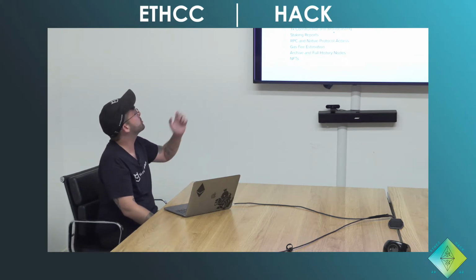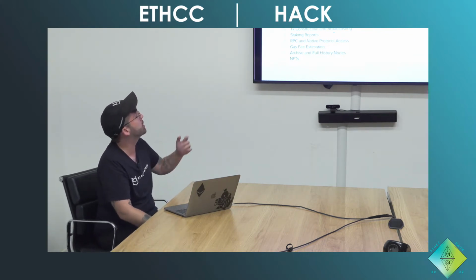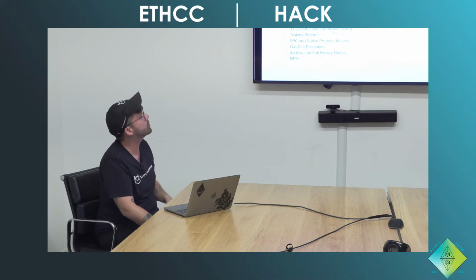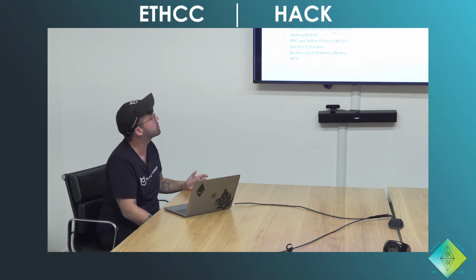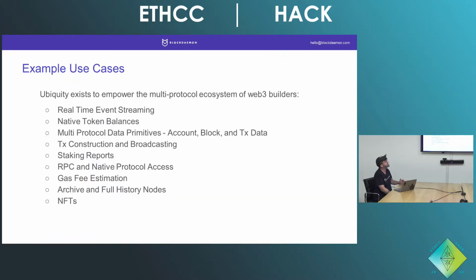So let's talk about some use cases. We have real-time event streaming. We have native token balances, multi-protocol data primitives, accounts, blocks, TX data, TX construction, broadcasting, staking reports, RPC and native protocol access, gas fee estimations, which is, I think, a hot topic right now, everyone, especially when networks can get pretty jammed up. Gas fee estimations is really important. Archive and full history nodes, and being able to query a considerable amount of information from NFTs as well.